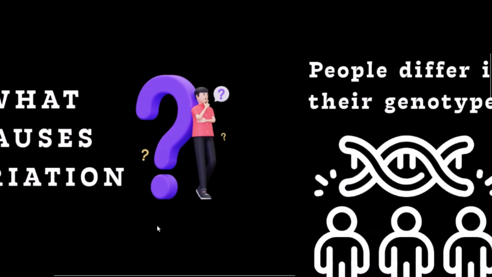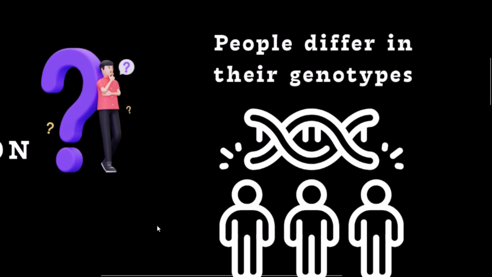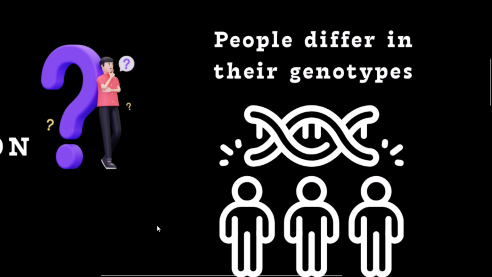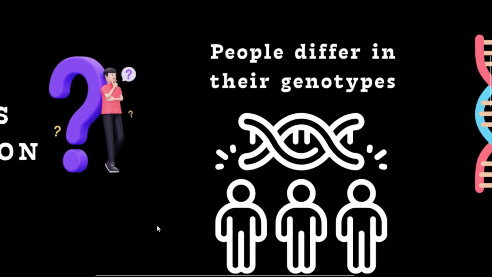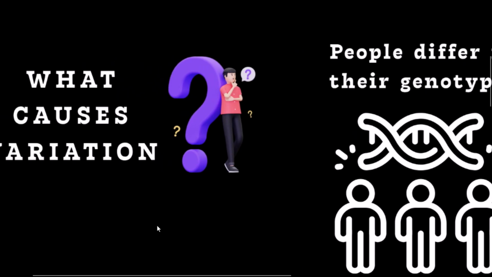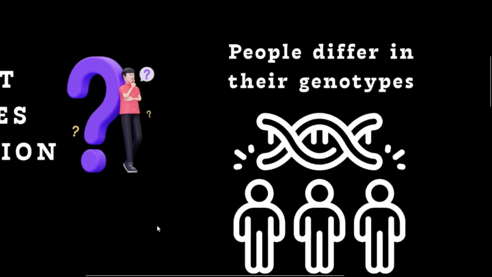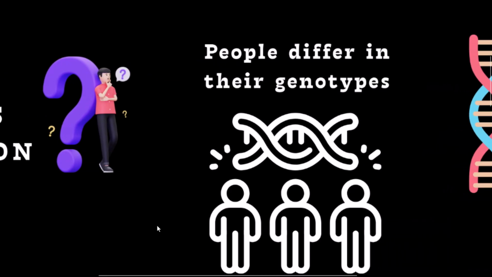You see, it turns out that people differ in their genotype, and that is what is responsible for the variation that we see. I take that again. People differ in their genotype. So the answer to the question, what causes variation? One aspect of the answer is the difference that exists in our genotype.